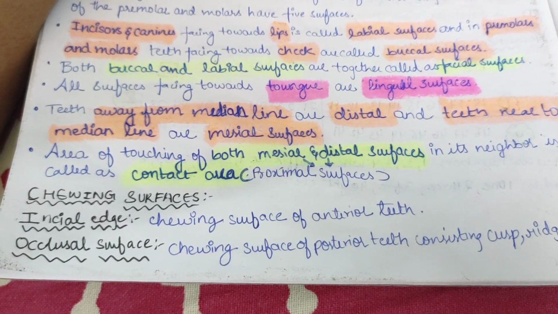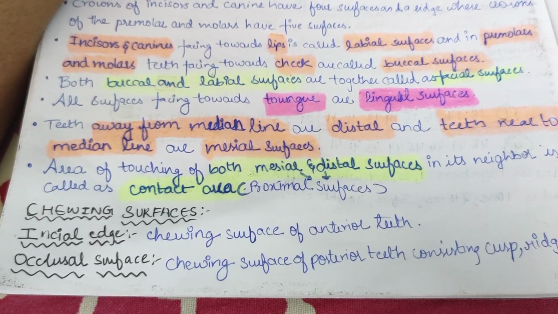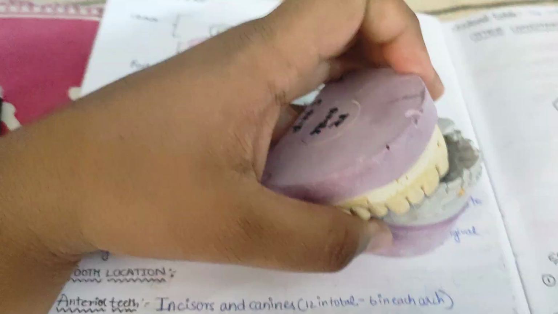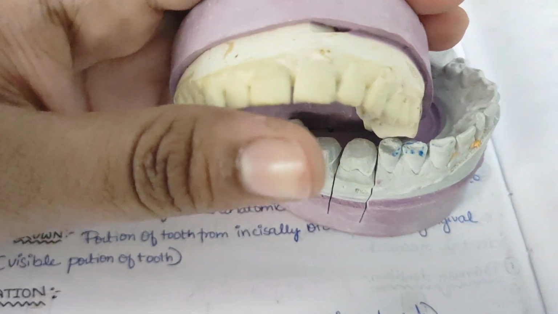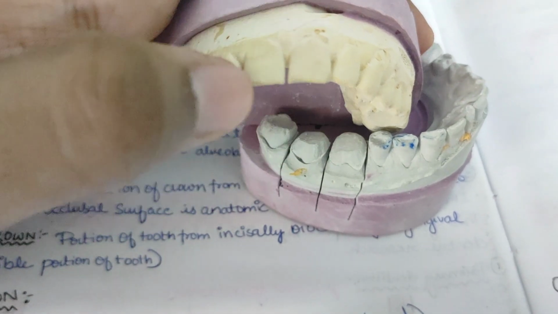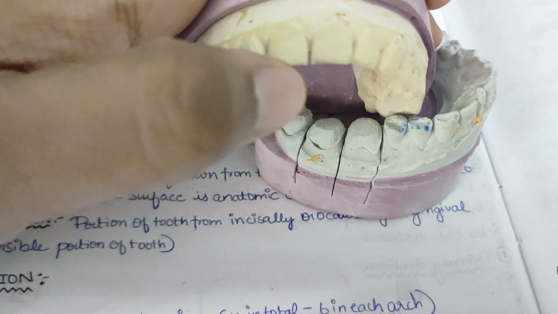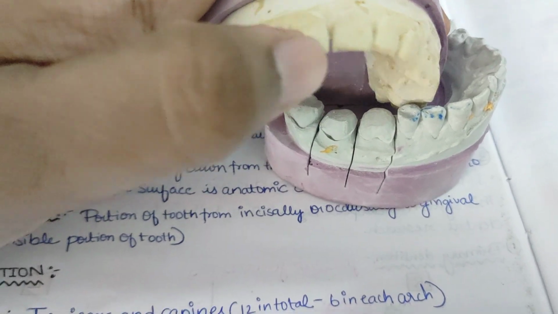Now let us know the chewing surface of teeth. Incisal edge. This is the chewing surface of anterior teeth. Here you can see these are anterior teeth, as we know, incisors and canines. So this surface which we use for chewing is known as incisal edge or incisal ridge.